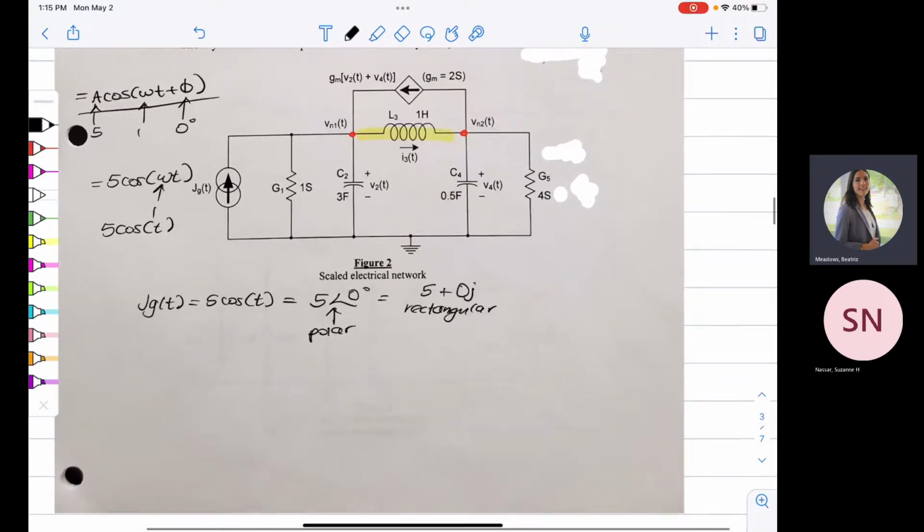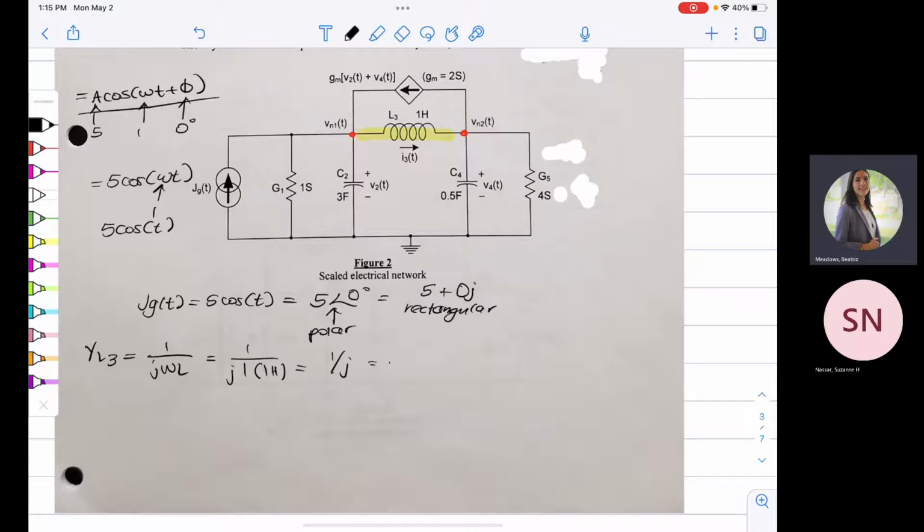So let's do YL3. We said that's 1 over j omega L. So would that just be 1 over j? Omega is 1 in this case, and our L value is just 1 Henry. So that's just going to be 1 over j, or in this case, negative j.